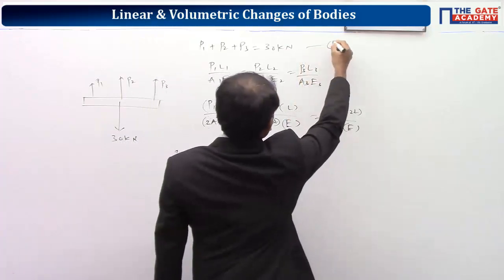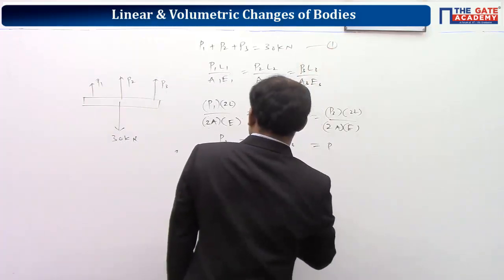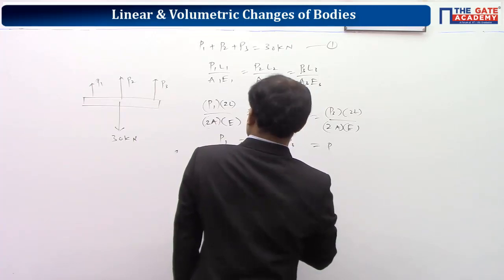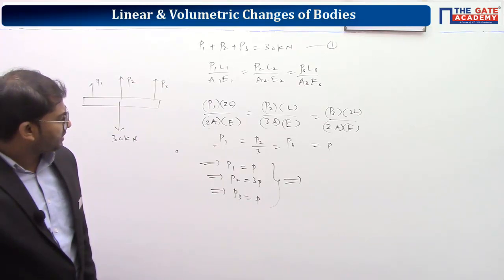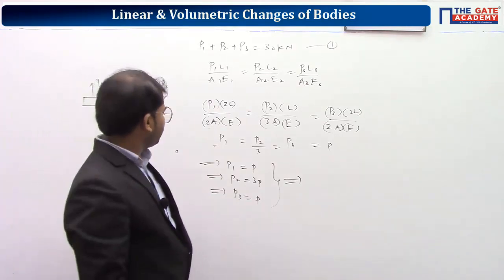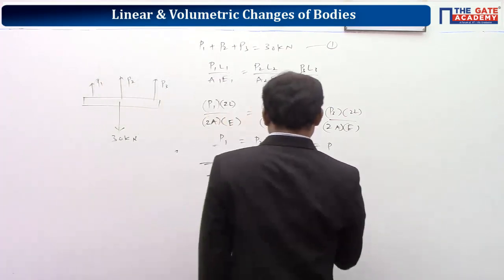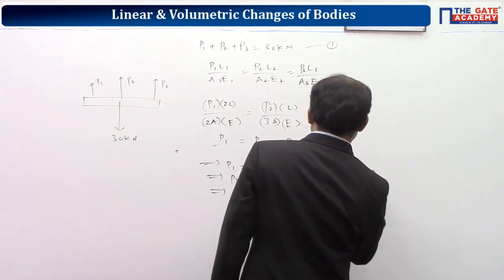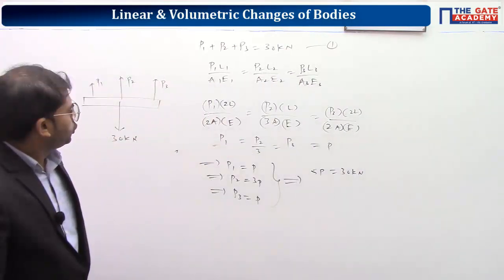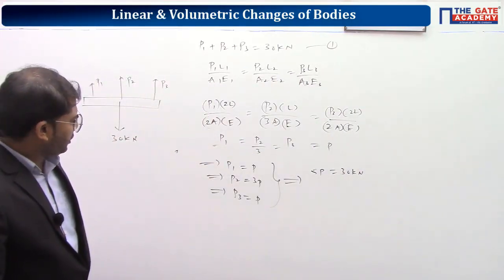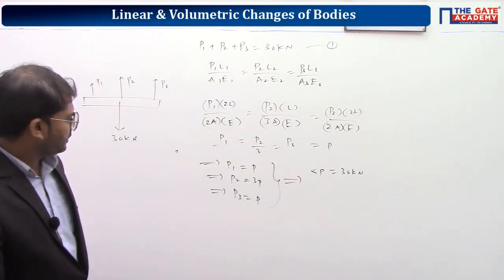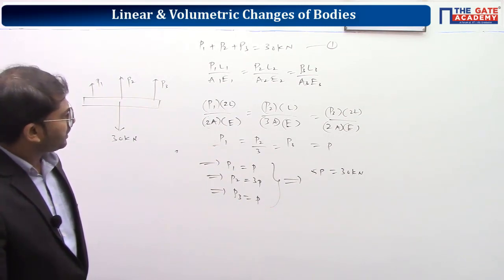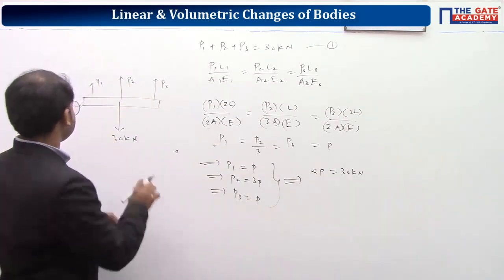Substituting all in equation number 1. There is some mistake here. P3 is equal to 3P, P2 is equal to 3P, P1 is equal to P. So 3, 4, 5 is equal to 30. Applied force is 50 here. Sorry.